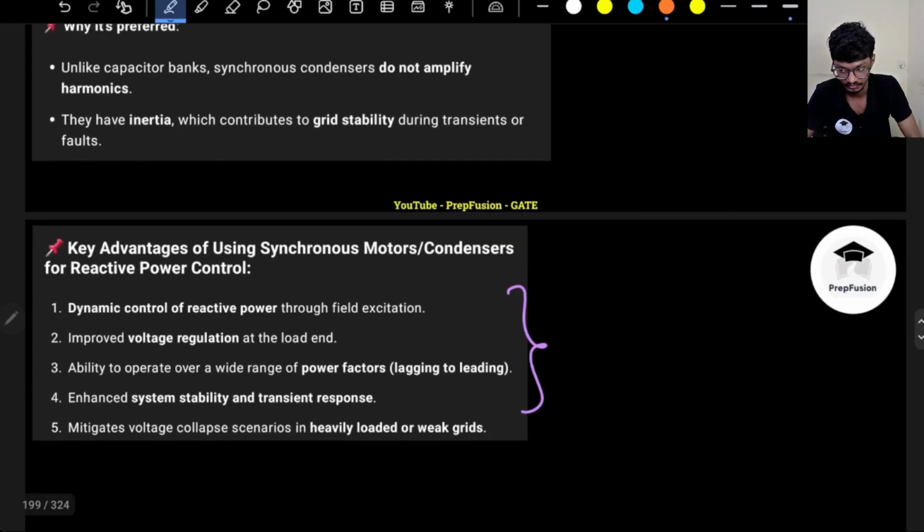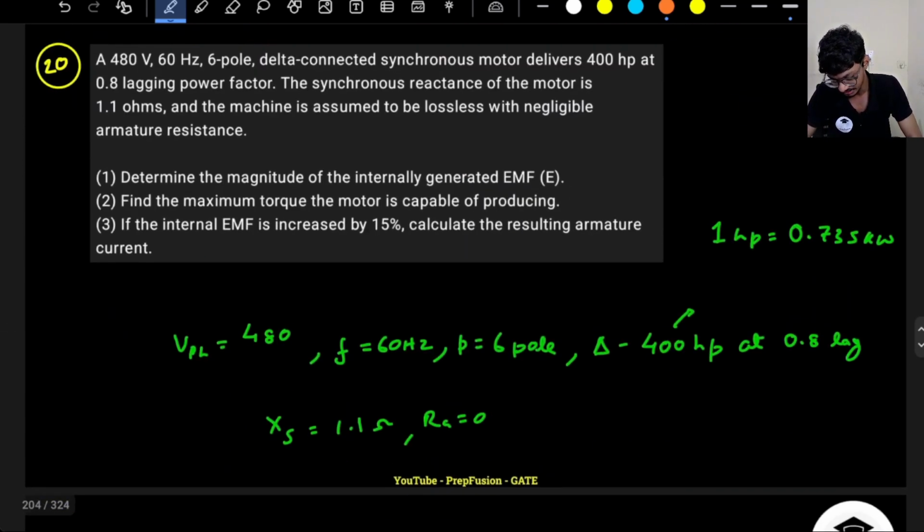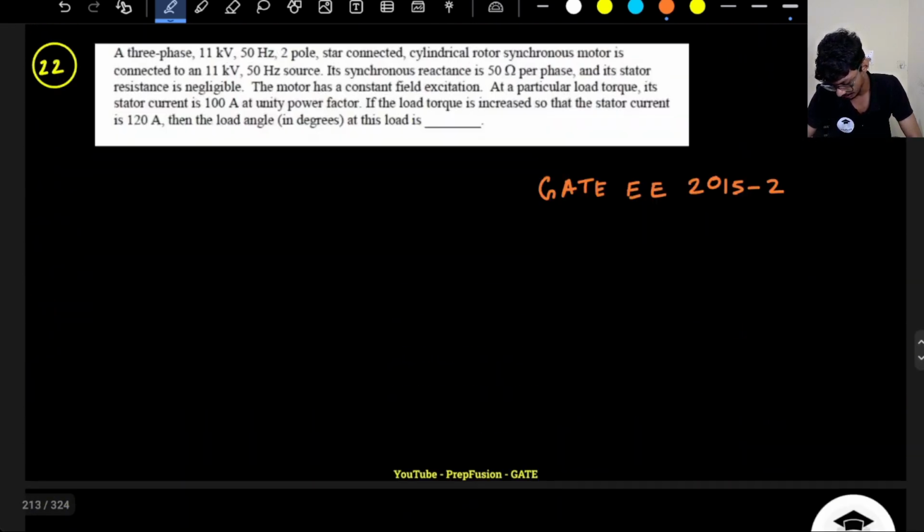I know there will be a bit of confusion, so trust me, in PrepFusion there will not be any confusion at all. I do understand there can be a bit of confusion, so I have cleared that confusion as well. So let's now solve the next question.